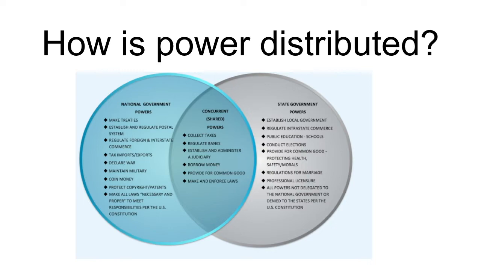Establish local government, regulate intrastate commerce or trade within a state, public education, schools, and conducting elections, regulations for marriage and professional licensure, whether that be for a teacher, a hunting license, or even a barber's license. And concurrent or shared powers include the power to tax, regulate banks, establish and administer a judiciary, borrow money, provide for common good, and to make and enforce laws.